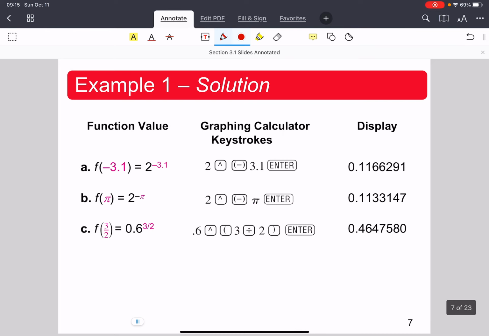All right, hopefully you had a chance to practice. Now I provide the solution for these problems. So for part A, you're going to replace x with negative 3.1. And then on a graphing calculator, you will probably do 2, use the caret symbol, and then put negative 3.1 and hit enter. And then you should probably have 0.1166291 on the display. Similarly, for all the other functions, you should get these values.